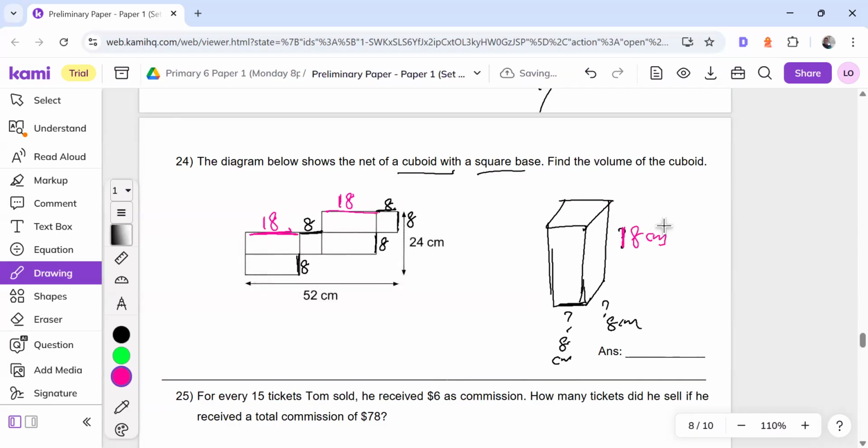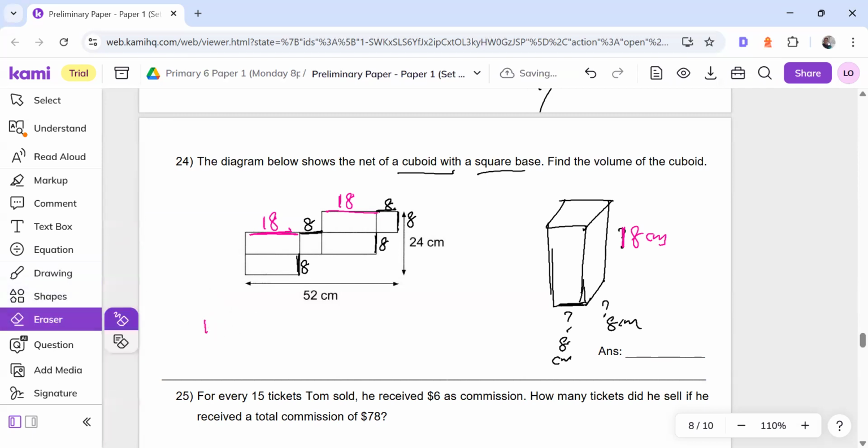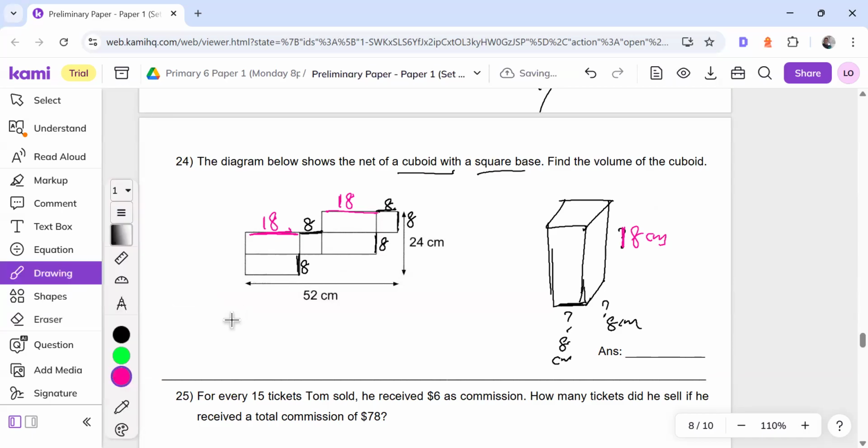All right, and then now you can find the volume. So length times breadth times height. Right, so we always start with what? We always start with the order. What's the order? Length times breadth times height. Go by the order to get the volume. So 8 times 8 times 18, your answer is 1152 centimeter cube, which is the volume of the cuboid.